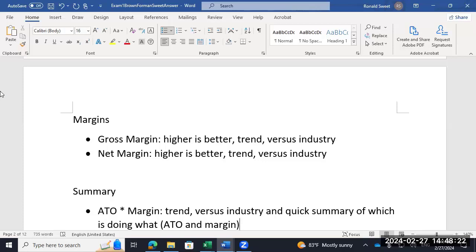Wow, asset turnover is flat, but margin's improving. So ATO tells margins going up because margins are going up. Or margins are flat, ATO has been falling. So ATO tells margins falling because turnover is falling. All right, just go back and look at those two charts and try to figure out what's going on there.